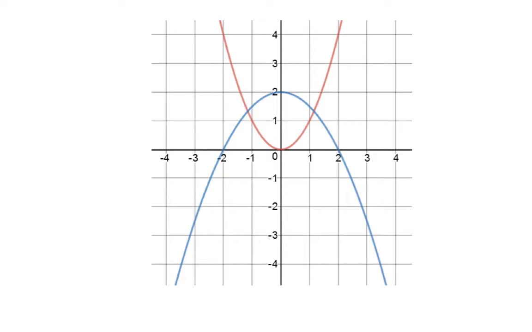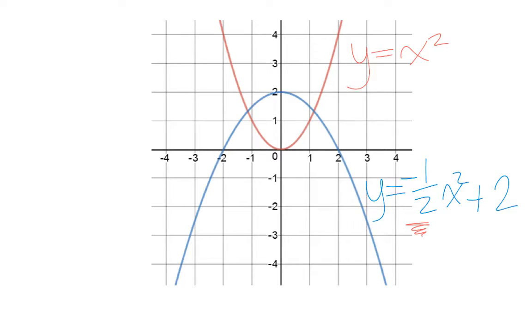In this graph, you'll see a red parabola, which is our base parabola of y equals x squared, and you'll see our blue parabola, which is our newly transformed parabola, and its equation is y equals negative 1/2 x squared plus 2. Now, let's just verify these properties.